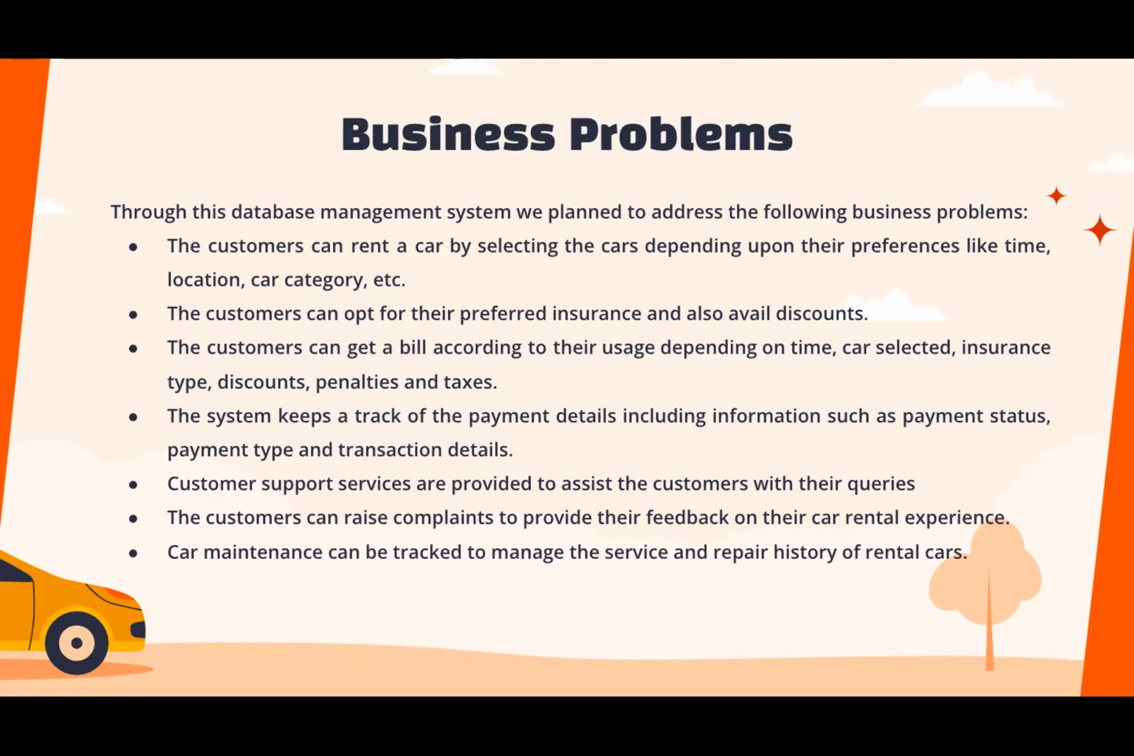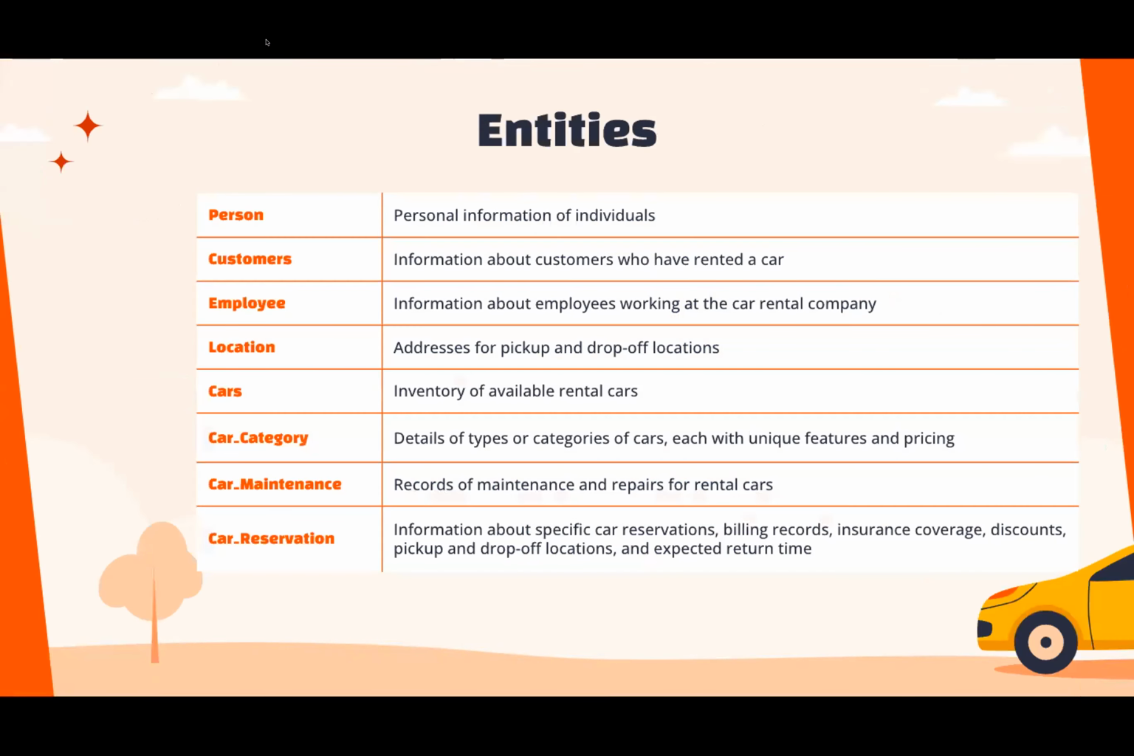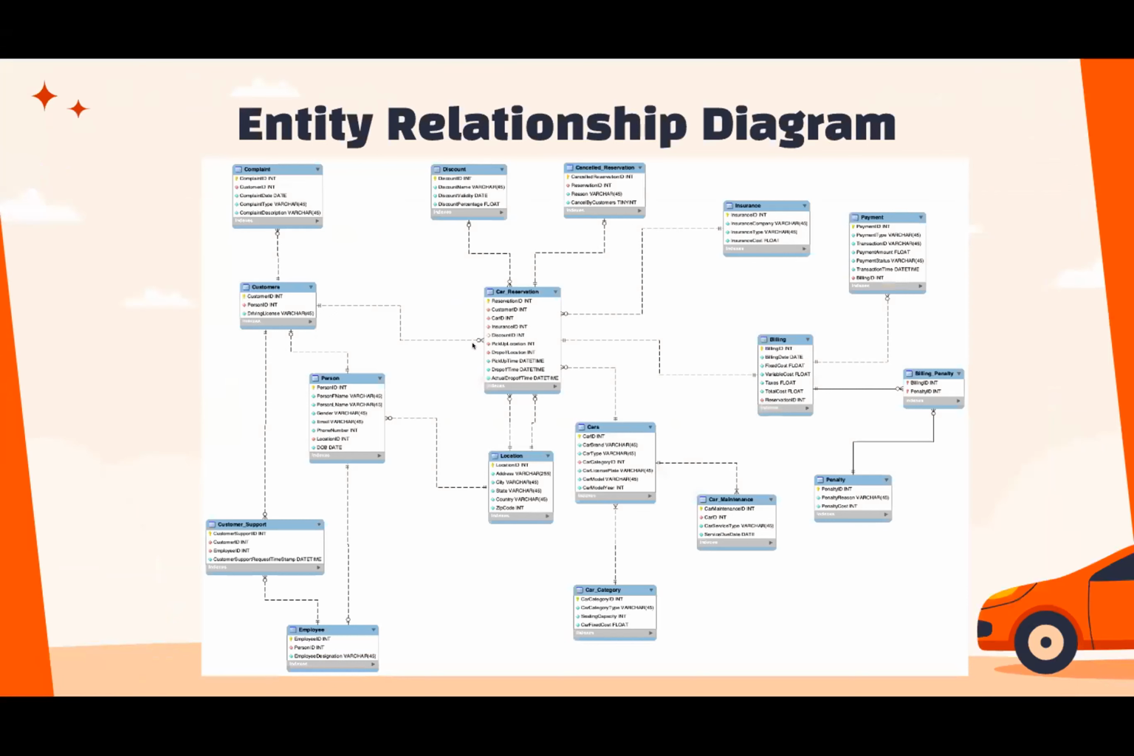Over to Pawan. Hello. Next, I'll be talking about the entities and the entity relationship diagram. We have a total of 17 entities as shown in the slides, and I'll explain how these entities are related to each other. Coming to the ERD for the car rental management system, the person table is the parent table, and the customers and employees tables inherit from it with a one-to-one relationship. The car reservation table has relationships with multiple tables because this is the main table.